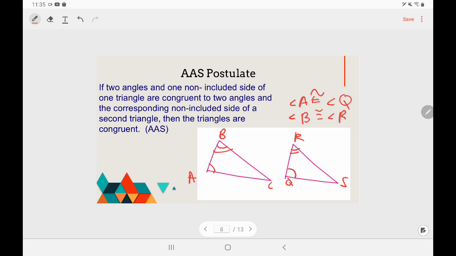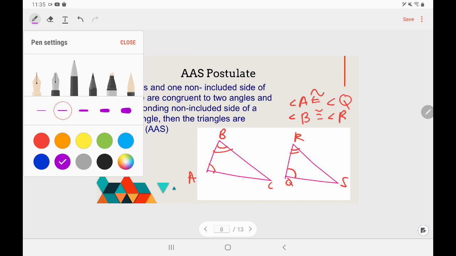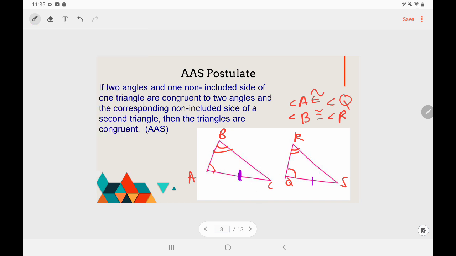Then what side should I mark? Remember, I have two options. As long as it is not the included side, we'll use a different color. I'm going to choose AC and QS. They are not included between A and B or Q and R. So segment AC is congruent to segment QS.